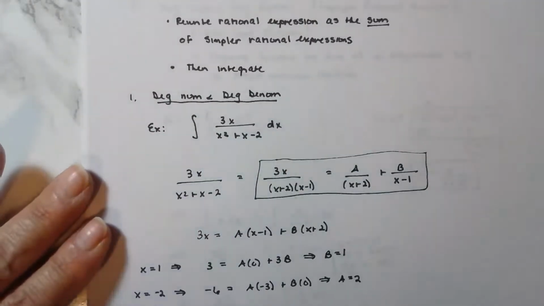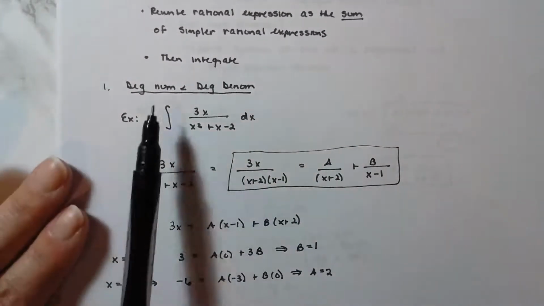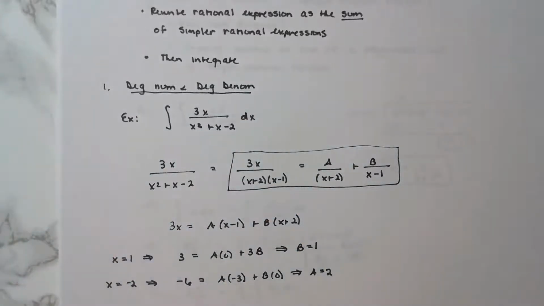So here's a case where the degree of the numerator is less than the degree of the denominator. If the degree of the numerator is less than the degree of the denominator, it's pretty straightforward. If it's the other way around, where the degree of the numerator is greater than the degree of the denominator, then you're going to have to use long division.